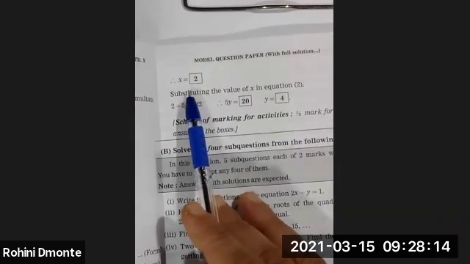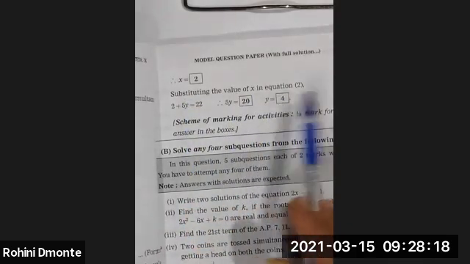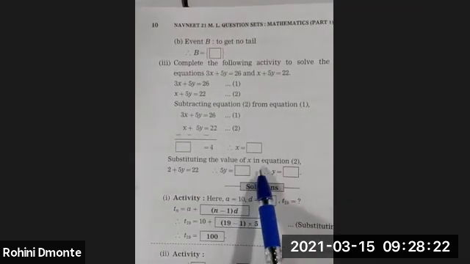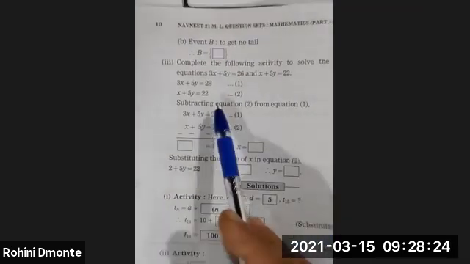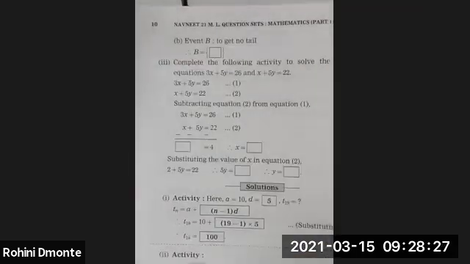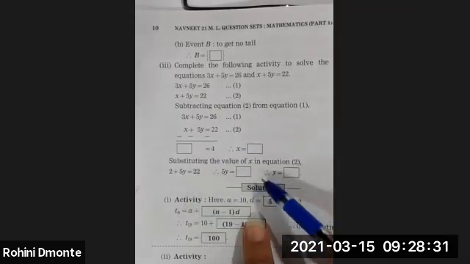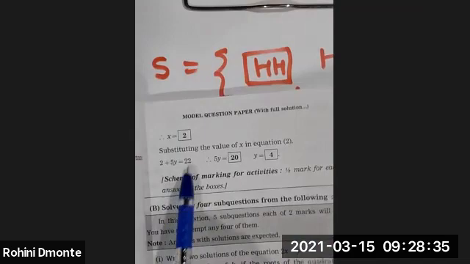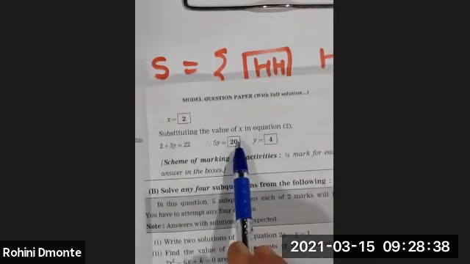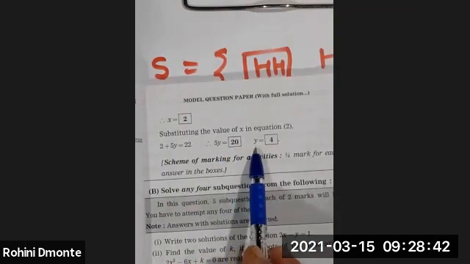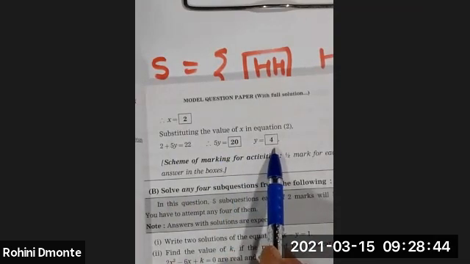Now, once we get the value of x, substitute the value of x in equation number 2. Equation number 2 is given as this. You put the value of x in equation number 2 so that you will get the corresponding value of y. So let us do this. When you put the value of x in equation number 2, you will get the value of y as 4. Students, have you understood?